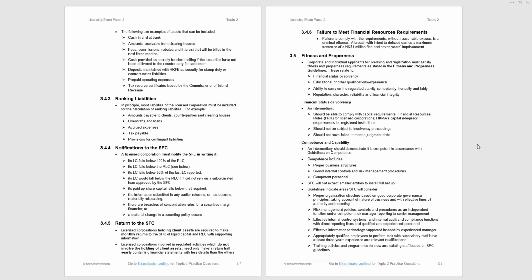Now, the returns, liquidity returns, you must submit to the SFC. If you hold client assets, and I'm looking at the bottom of page 2.7, you must make monthly returns. Whereas if you do not hold client assets, you're a pure advisor, for example, you must make a return half yearly with financial statements, less details than required with the monthly statement. Top of page 2.8, if you fail to meet the financial resource requirements, it's a criminal offence. A breach with intent to defraud can carry a maximum sentence of 1 million and 7 years imprisonment. So best not to breach the financial resource rules.